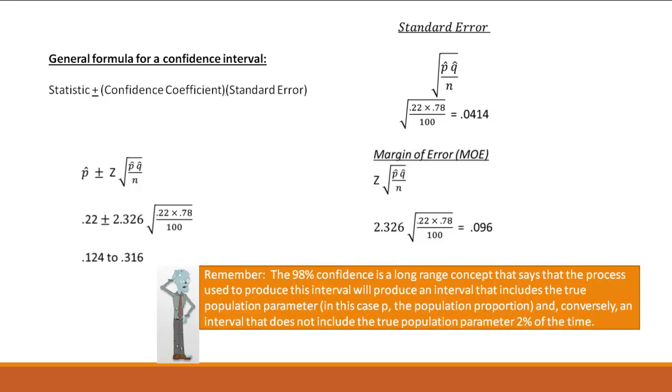And then I want to remind you that when we talk about confidence intervals, we're talking about a long-range concept. That is, we're talking about a repeated process, sampling over and over again. We're looking at the proportion of intervals that would include the true population parameter if we were to sample over and over and over again.